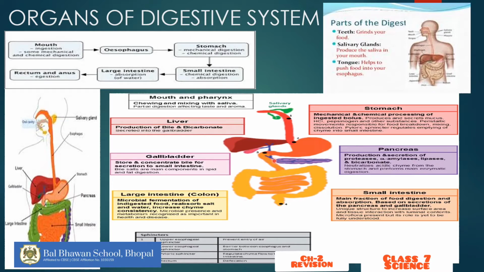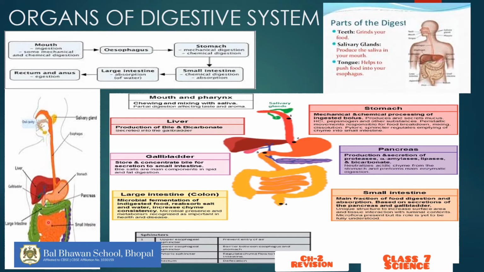Basically, it's a J-shaped structure located in the upper abdomen. Here, firstly, the walls of the stomach churn the food so that it converts into a semi-solid paste, and then by the action of the gastric juice which it secretes, chemical digestion takes place. Now from here the food comes into the next organ, which is called the small intestine.